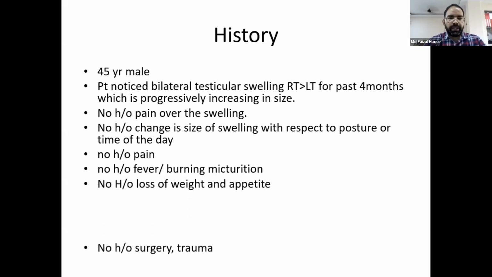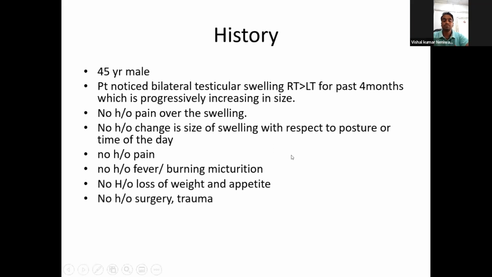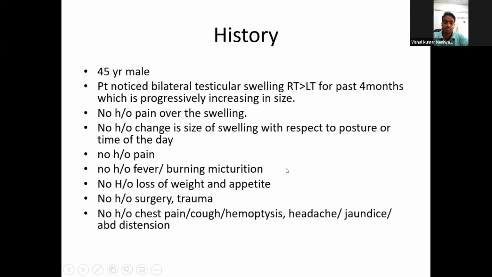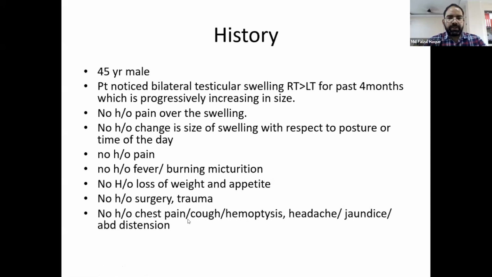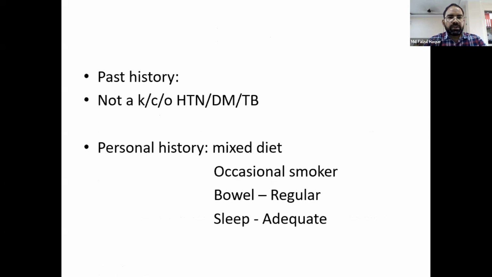There is no history of pain, fever, burning micturition. There is no history of loss of appetite or weight, no history of surgery or trauma. There is no history of chest pain, cough, hemoptysis, headache, jaundice, or abdominal distension. Now, Dr. Vishal, what is in your mind according to this history?